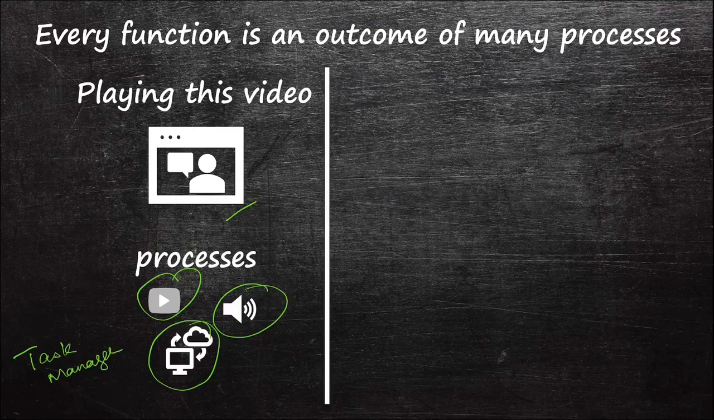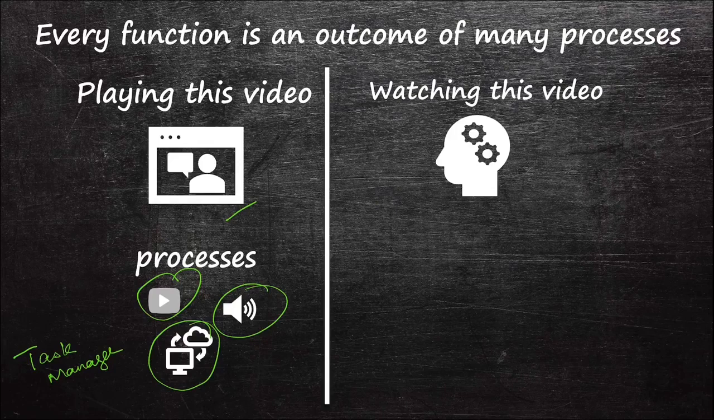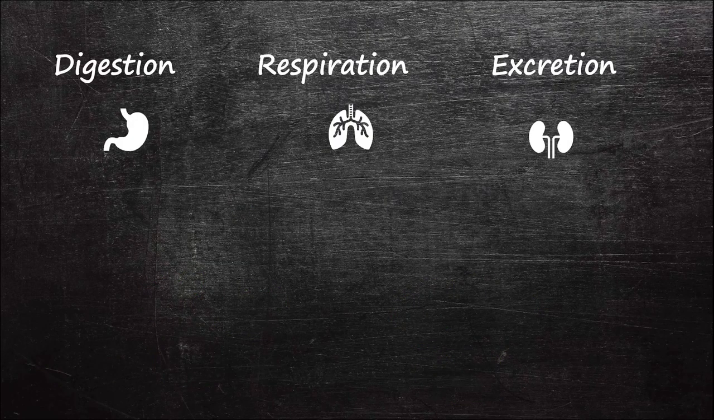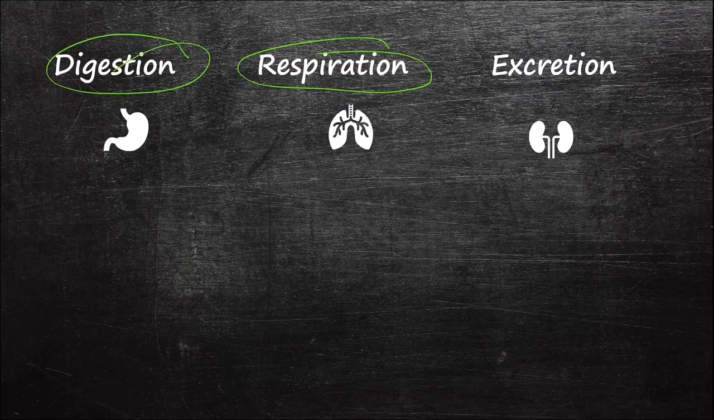Similarly, one of the functions performed by your body now is watching this video. And this function is made possible by hundreds of underlying processes like visual transduction and visual processing, auditory transduction and processing, comprehension, memory and so many other functions. At any point of time, your organs are also performing so many functions like breathing, digestion and so on. And each function involves hundreds of coordinated processes.